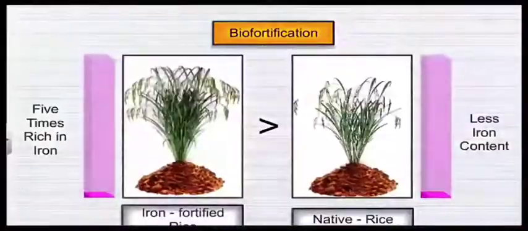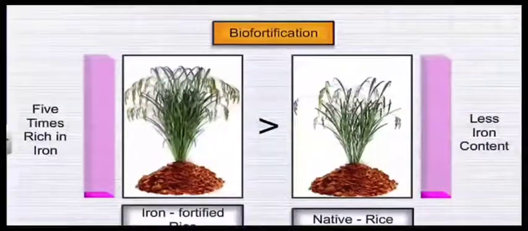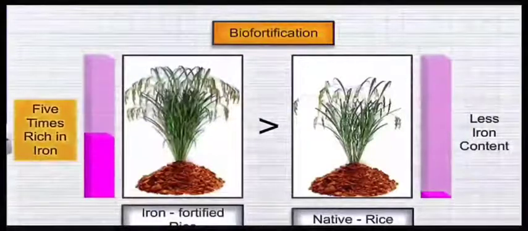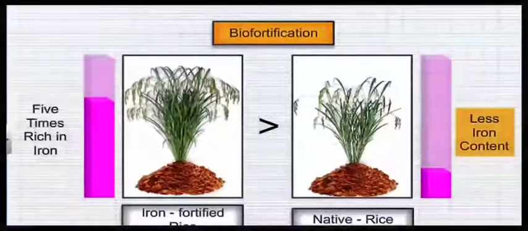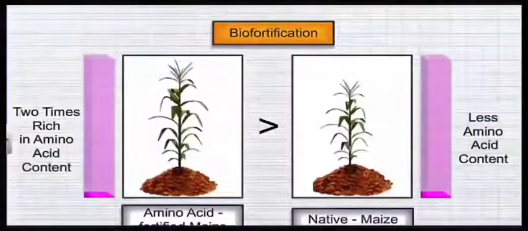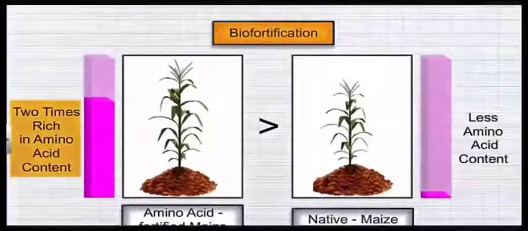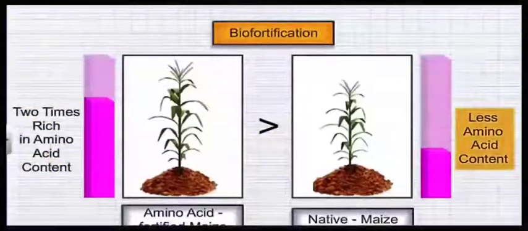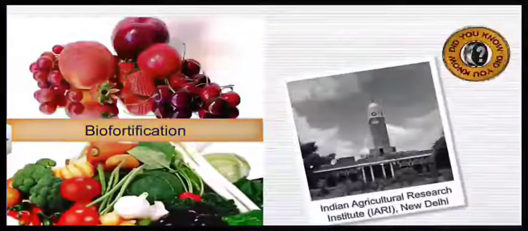Likewise, many other varieties, like varieties of rice, were developed which were 5 times richer in iron as compared to the normal native variety. In the same way, a variety of corn was developed which was 2 times richer in amino acids as compared to a normal native variety.